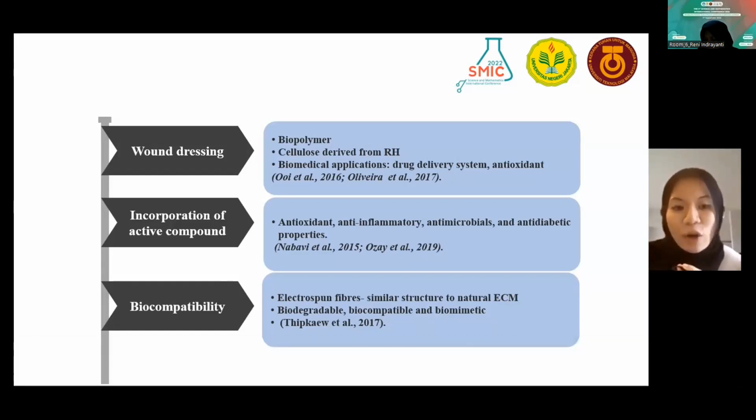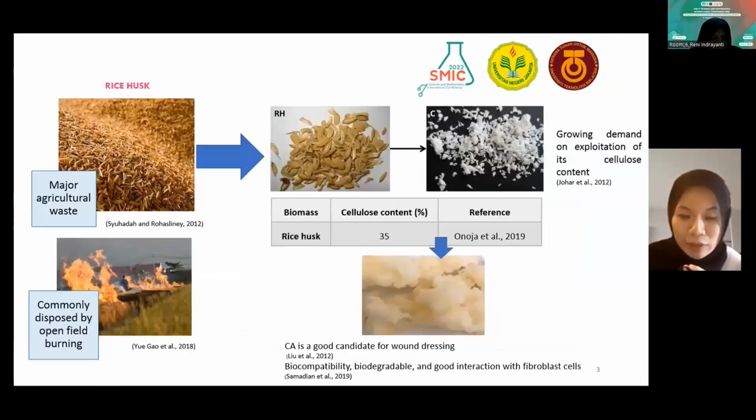So next, on the rice husk. Rice husk is one of the major agricultural wastes, especially in Asia, and it is commonly disposed of by open field burning, which is detrimental to health. So the researchers are now exploring the potential use of cellulose from rice husk due to its growing demand and the exploitation of its cellulose content.